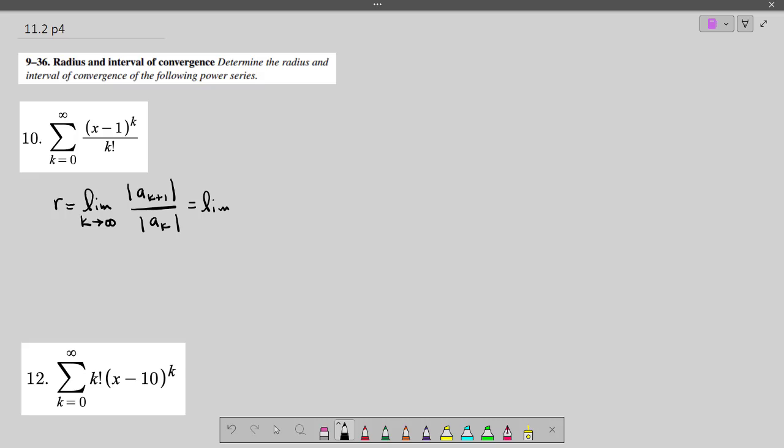They're not just numbers. So this is going to be absolute value of x minus 1 to the k plus 1, over absolute value of k plus 1 factorial. Don't really need the absolute values there. We'll take them away in a moment. So there's a sub k plus 1, divided by the absolute value of a sub k. Well, that's the reciprocal then. We divide by a sub k, we multiply by its reciprocal. So we get that.